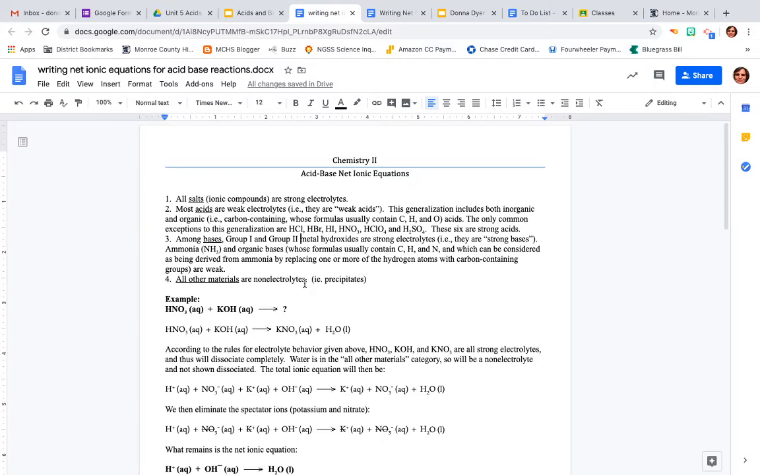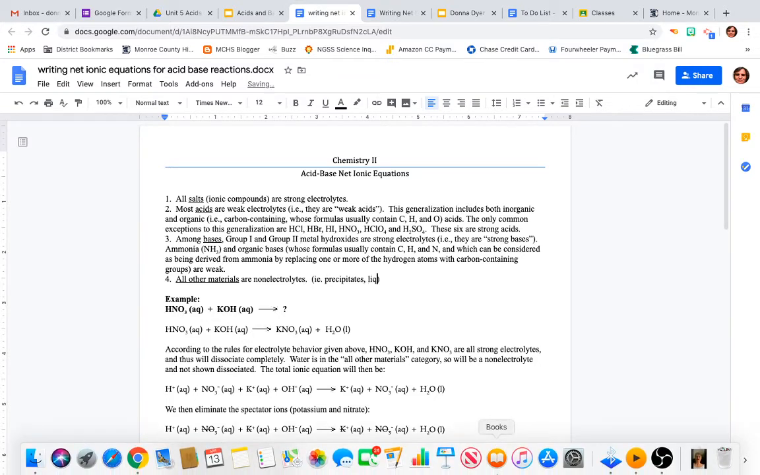So again, things like precipitates, liquids, solids, things like that. If it has an S after it or an L after it, then it's not going to be a strong electrolyte, and you will not break it apart. You will leave it put together.